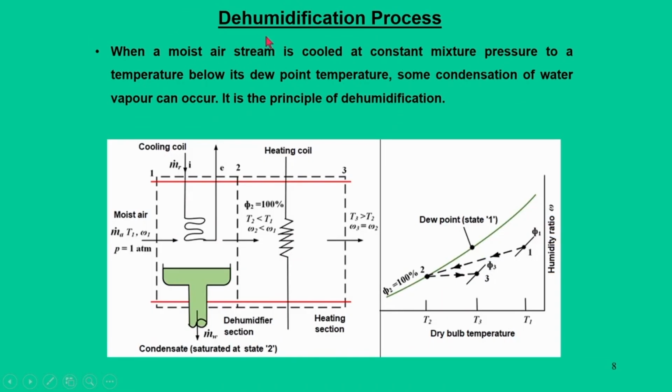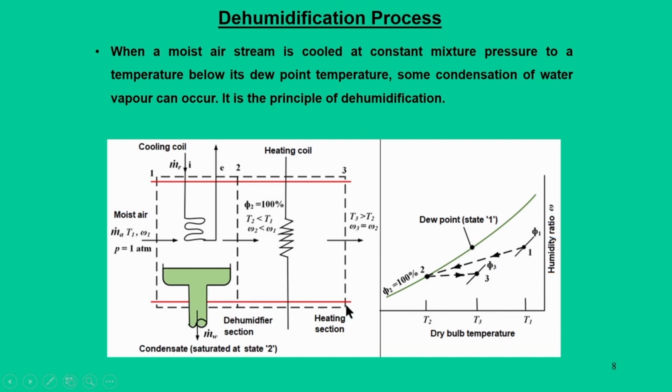And the first fundamental process is the dehumidification process. When a moist air stream is cooled at a constant mixture pressure to a temperature below the dew point temperature, some condensation of water vapor can occur, and this principle is called dehumidification. Now, how can I dehumidify? That means you have to cool the temperature below the dew point temperature. In fact, we have deliberately discussed how dew is formed in our previous lecture, and with that concept we can design dehumidification processes.